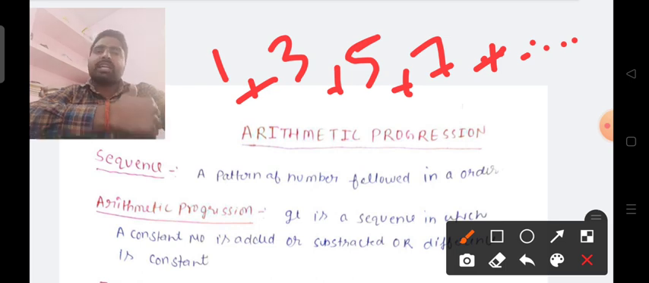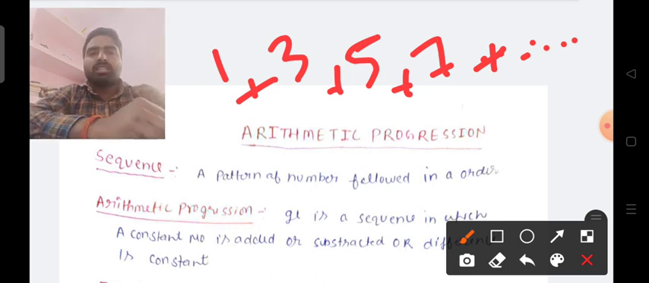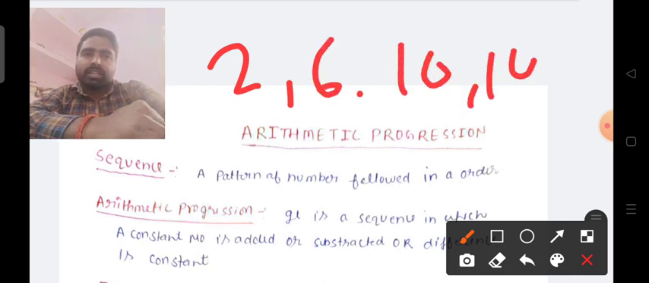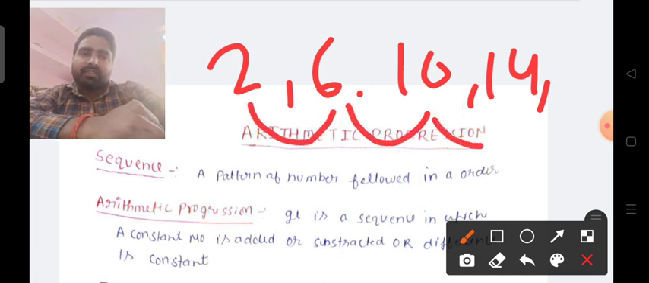Now the second term is arithmetic progression. What is AP? AP means we are adding a constant number in a sequence. This is called the AP. Then we take an example. If we have the number 2 and we are adding 4 to this number, then 6, then 10, then 14. Here what we are watching is that there is a difference of 4. Here is the 4 and here is the 4. Then we can say the difference is 4 in each of the numbers.